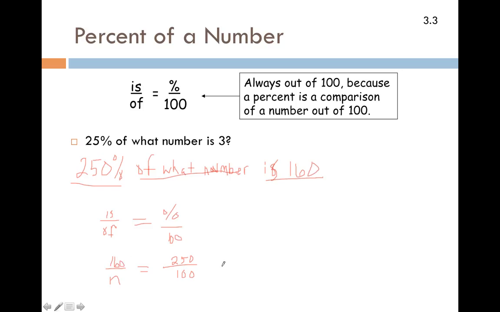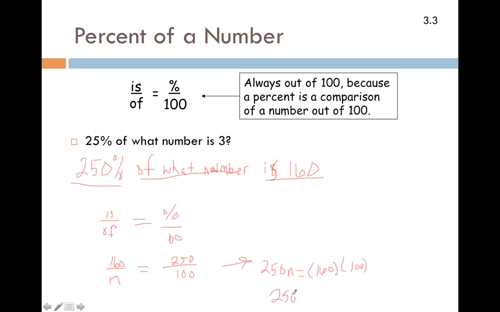Okay. Now from there, we're just going to cross multiply. 250 times n is 250n. And then we've got 160 times 100. Okay, so then that's going to give me 250n.